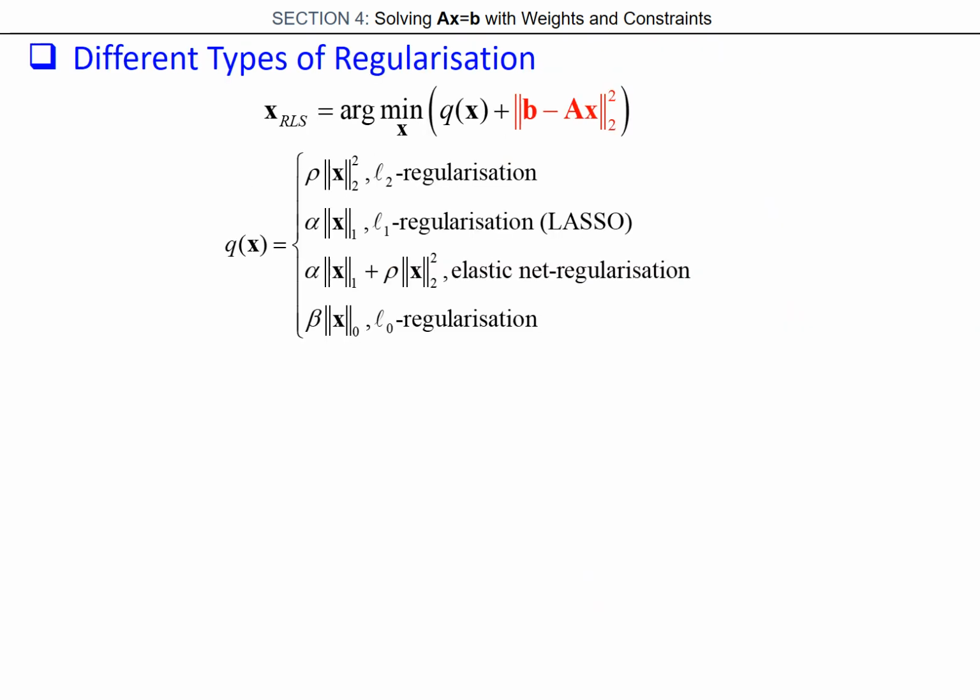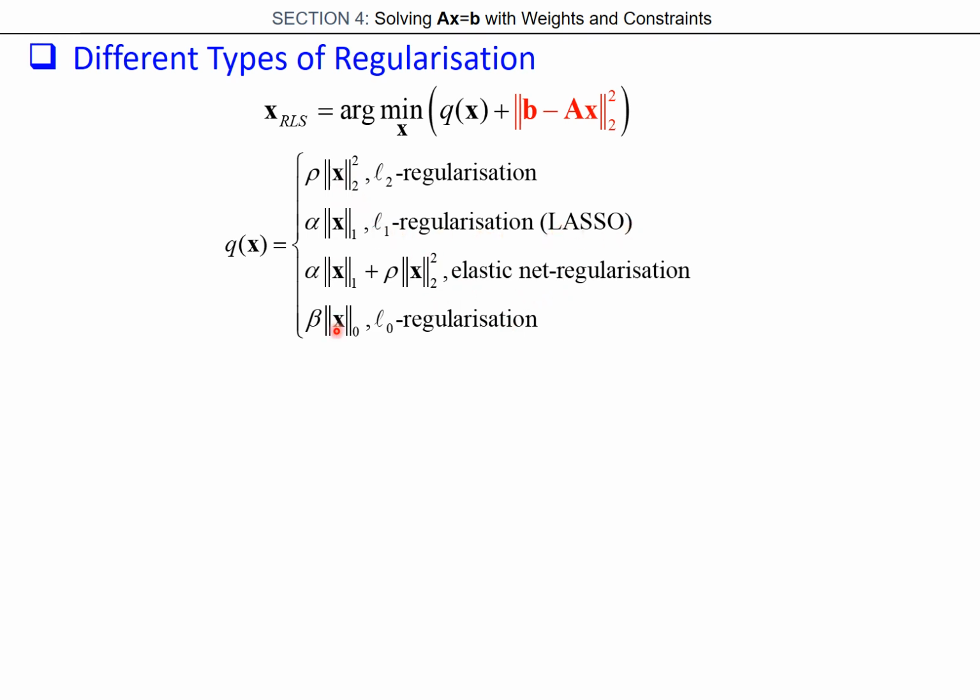So let's have a look at the different types of regularization and the norms that they actually use. So here's a situation where we're going to use the L2 regularization. This is L1. This is called elastic net regularization. This is L0 regularization. The L1 is also known as lasso. That's quite famous and quite well known.